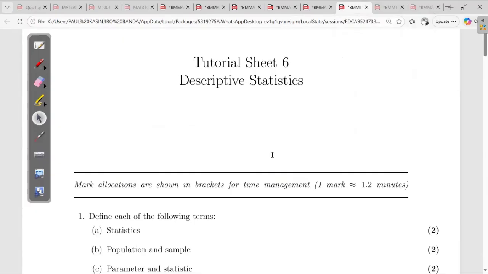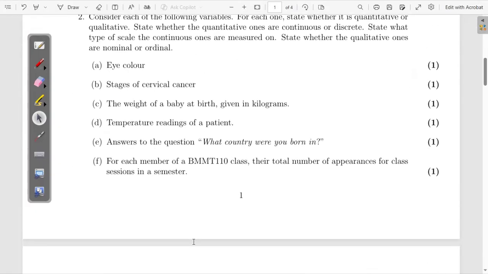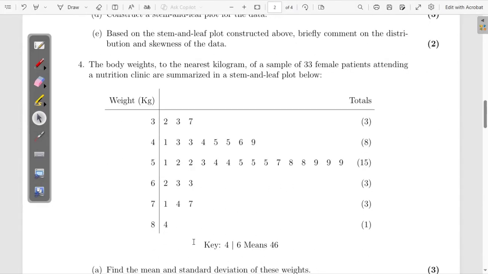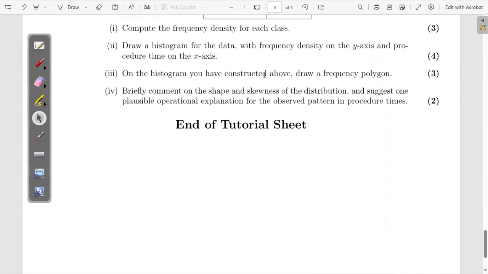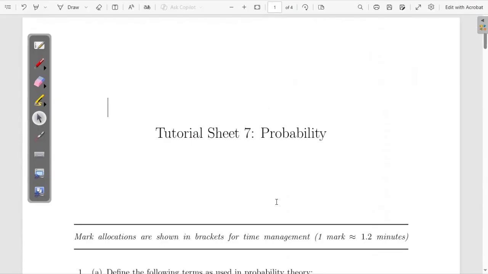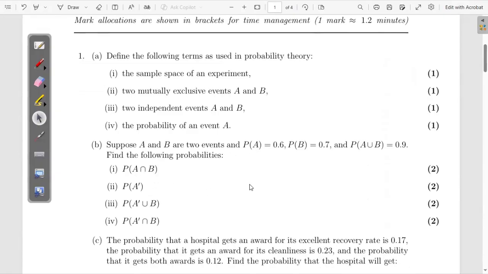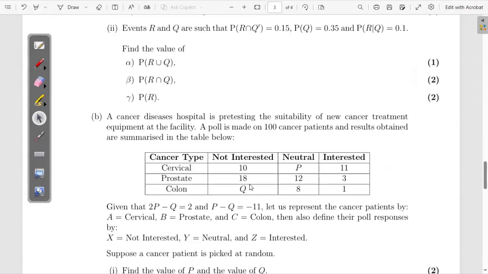Tutorial sheet 6 is on descriptive statistics. Again, we've done justice to this tutorial sheet. We've explained all the concepts clearly and you can access them on the what? On the website. Okay, so all these questions have been solved. Tutorial sheet 7, which will be the last tutorial sheet on probability for semester 1, has also been solved. So all these questions that you can see here have actually been solved and they're available on the website.